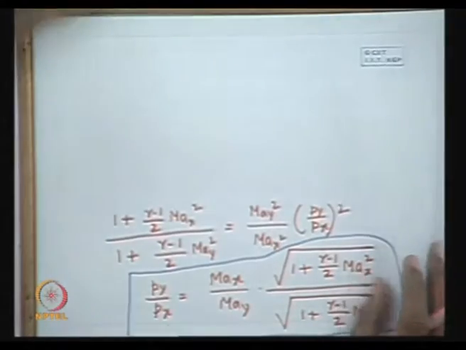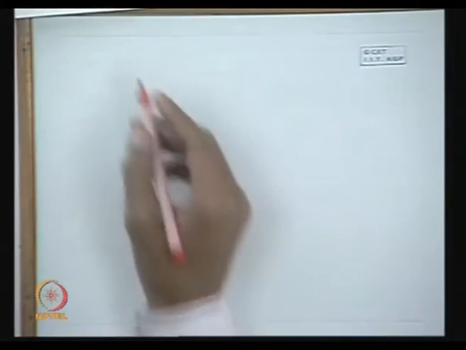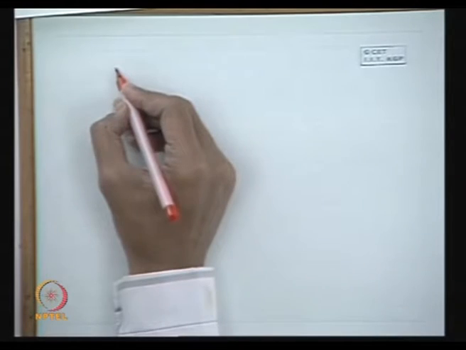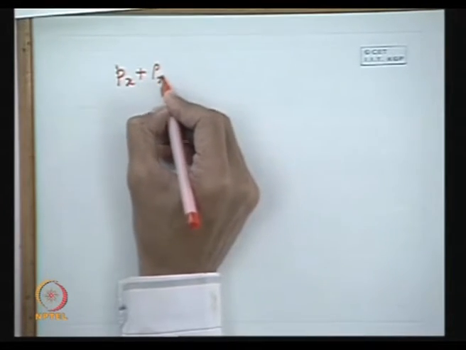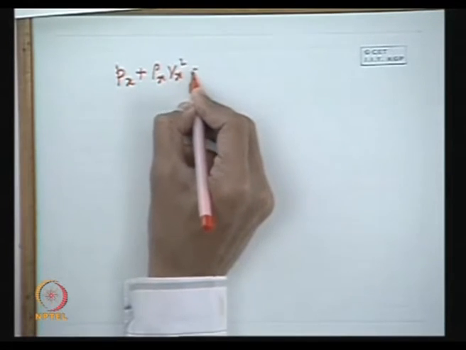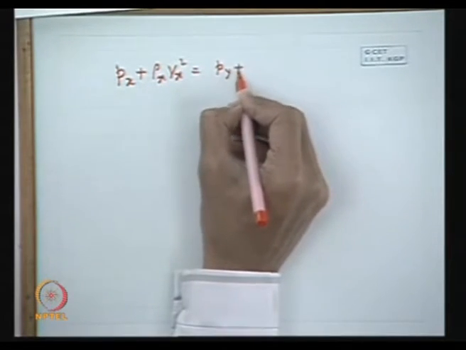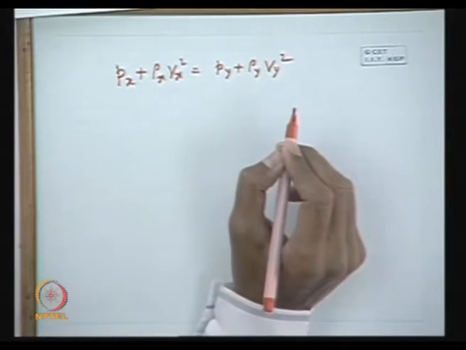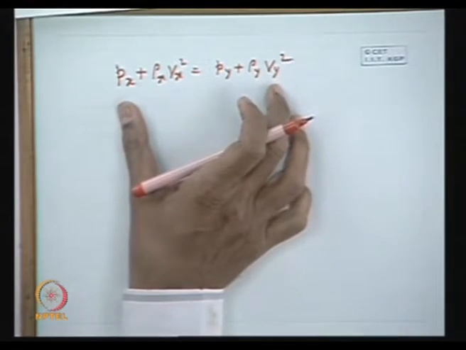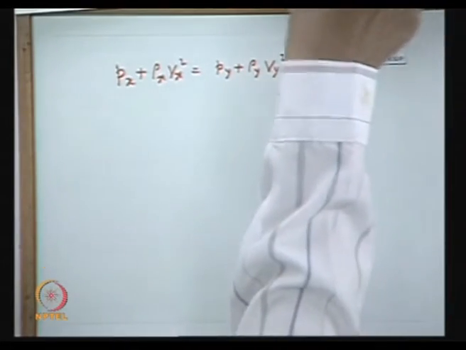Now, if I consider the momentum equation in the absence of friction, then I can write Px plus rho x Vx square is equal to Py plus rho y Vy square. All right? This is the momentum equation without friction. Now, if you have got any question, you can ask me.